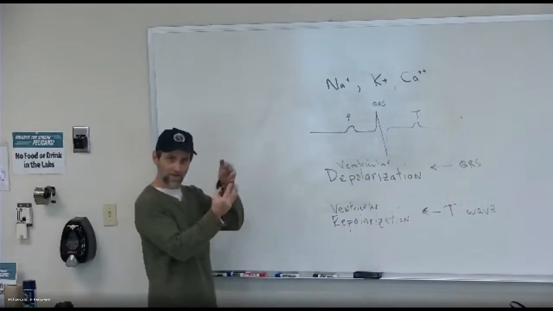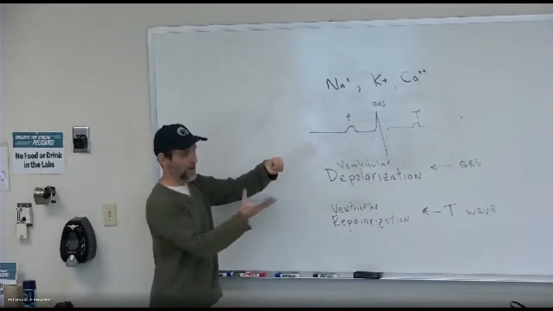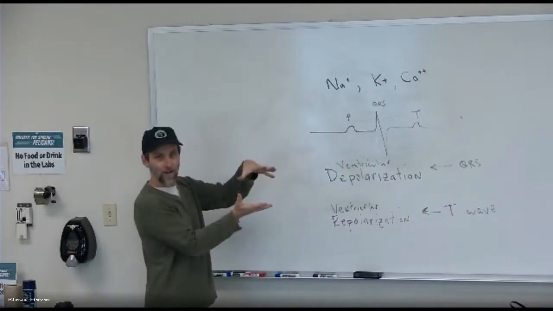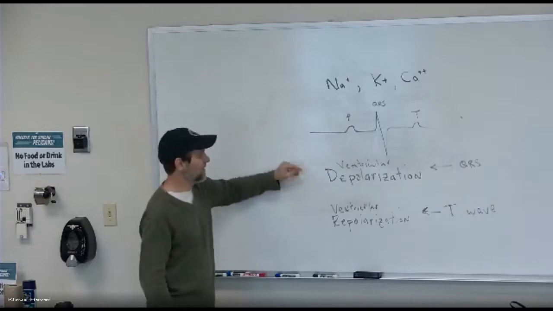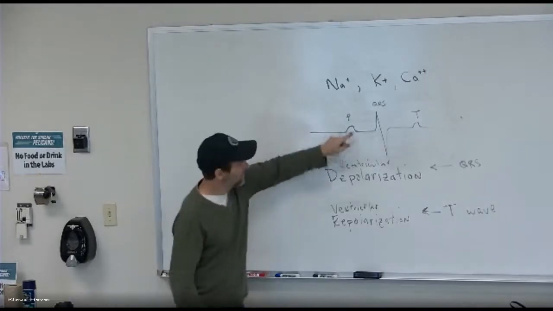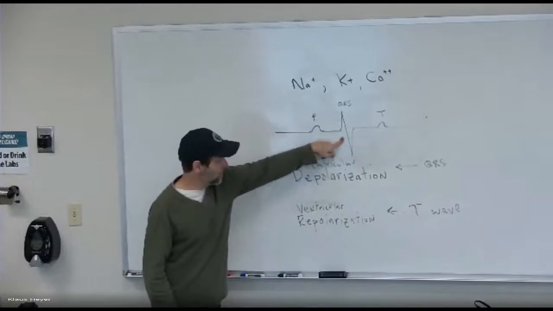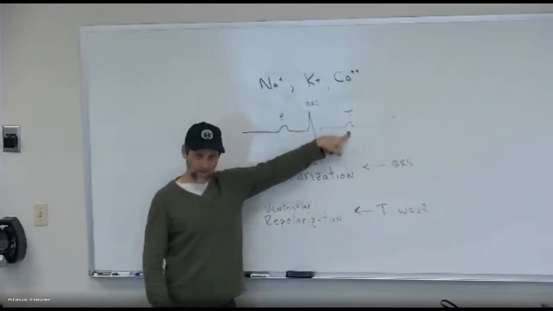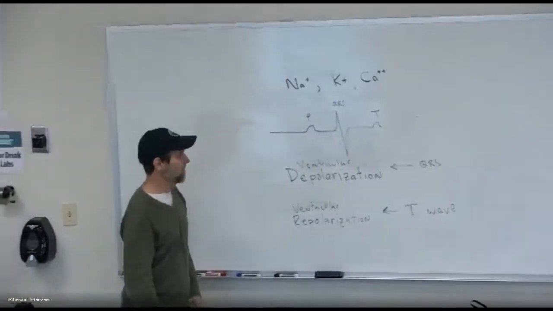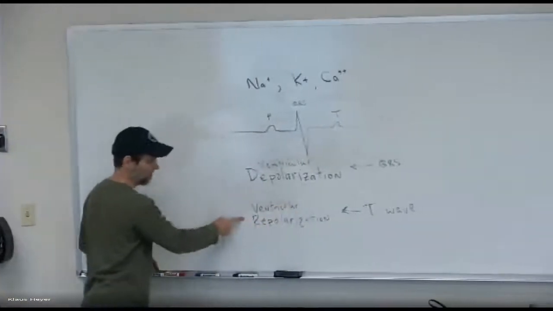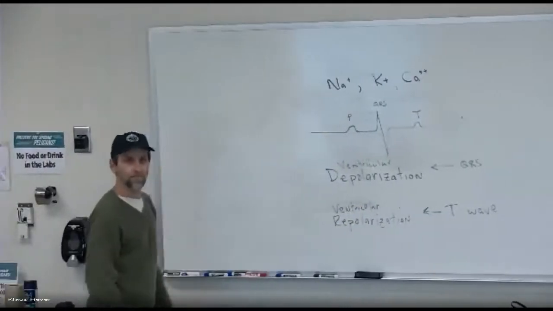If you remember what I did with my hands, atrium contract, ventricles contract, heart relaxes. It's kind of the same thing. Atrium are going to contract, ventricles are going to contract, whole heart is relaxing. But that T wave is looking at the ventricles in particular.